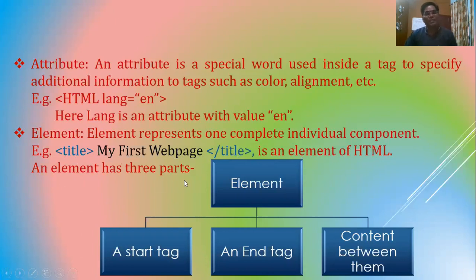An element has three parts. You can see on this smart art. A start tag is required, an end tag is required, and content between them. Means between the start tag and the end tag, content is required. Just have a look at it: title and title. This one is the start tag and this is the close tag, and my first web page is the content between them. When it is written like that, this is called an element.